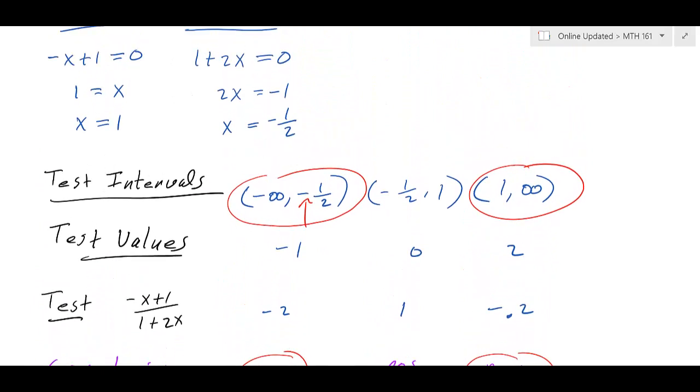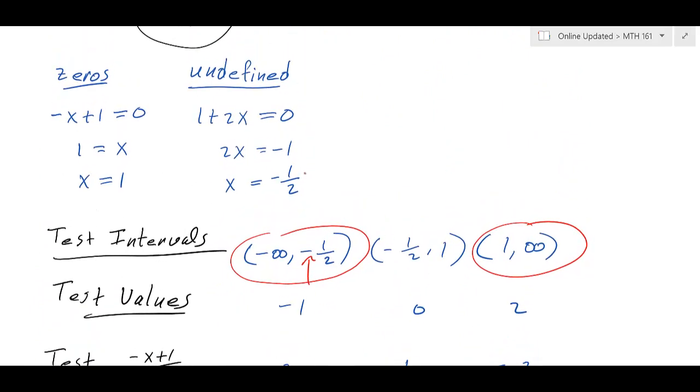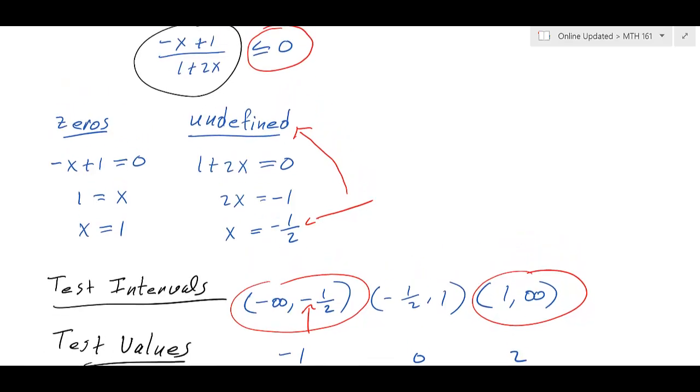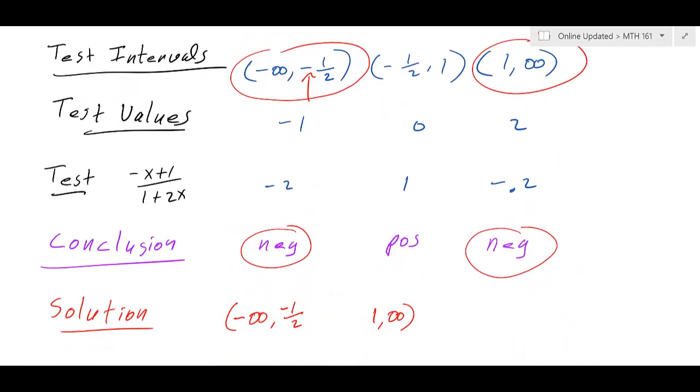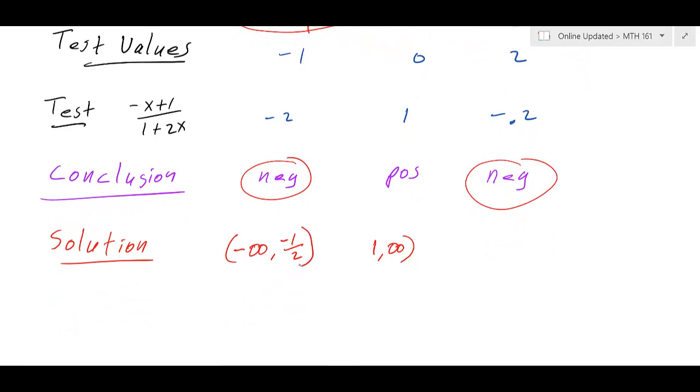Well, if we go up here and we look, this is where we had a negative 1/2. And a negative 1/2 is where this inequality is undefined, because negative 1/2 is going to make the denominator 0. So if the denominator is 0, then it's undefined. So due to the fact that the negative 1/2 is going to make the inequality undefined, that means we have to use parentheses on the negative 1/2.